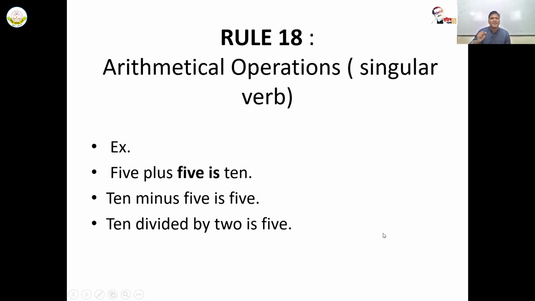And now, arithmetical operations take a singular verb. For example, 5 plus 5 is 10. Here is the singular verb. 10 minus 5 is 5, takes a singular verb. 10 divided by 2 is 5, it takes a singular verb. So always keep in mind that arithmetical operations always take a singular verb.